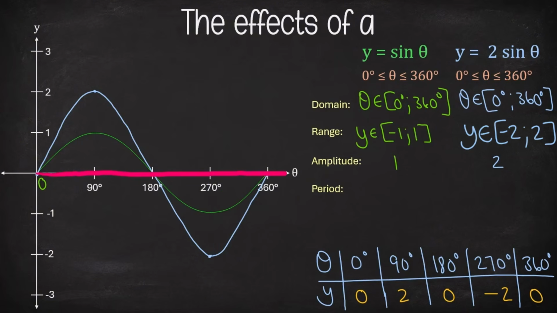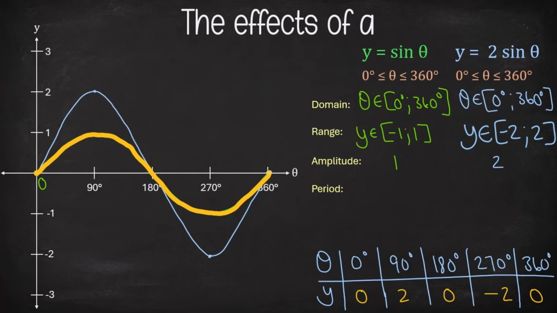Now let's look at the period. Now, first of all, what is a period? Well, it is the distance it takes a graph to complete one full cycle. Let me demonstrate it for you. Our y equals sin theta graph starts at 0. It moves upwards and down to 0 again. But then it goes down to -1 and it moves upwards again to 0. Now it is back in its original position where it started.